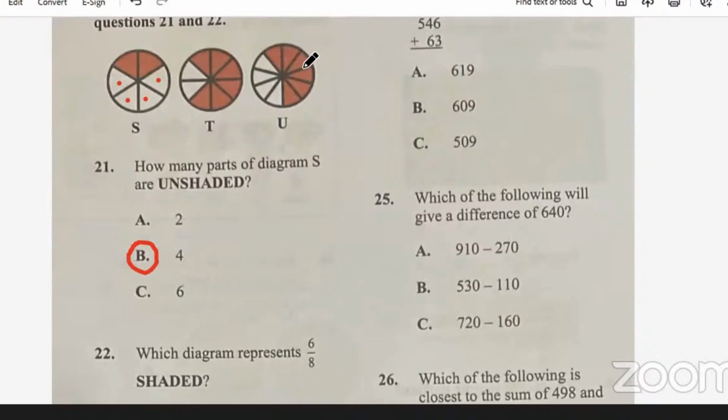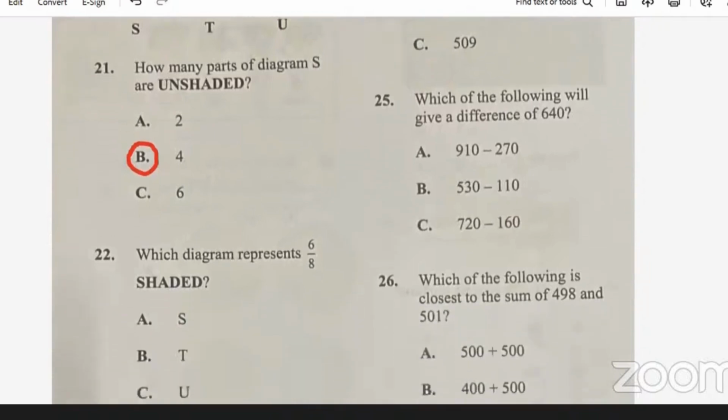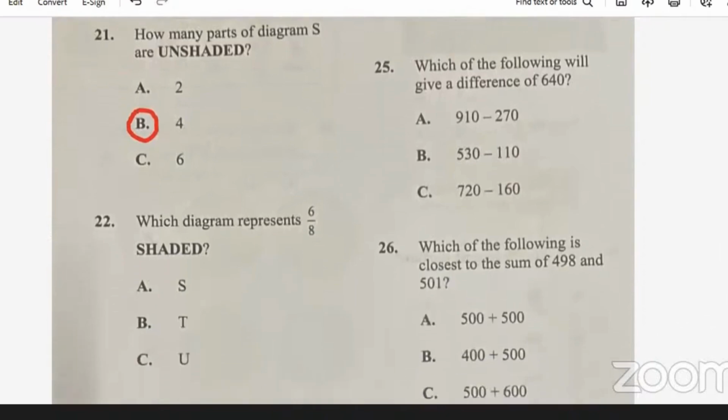Let's look at this one. 1, 2, 3, 4, 5, 6. But this one has 10 parts total. So this would have been 6 over 10. But T has 6 out of 8 parts shaded. So don't just go counting what you see shaded. Remember, you have to also look at the whole. All right, how many total parts? So the answer would have been T, which had 6 out of 8 parts shaded.